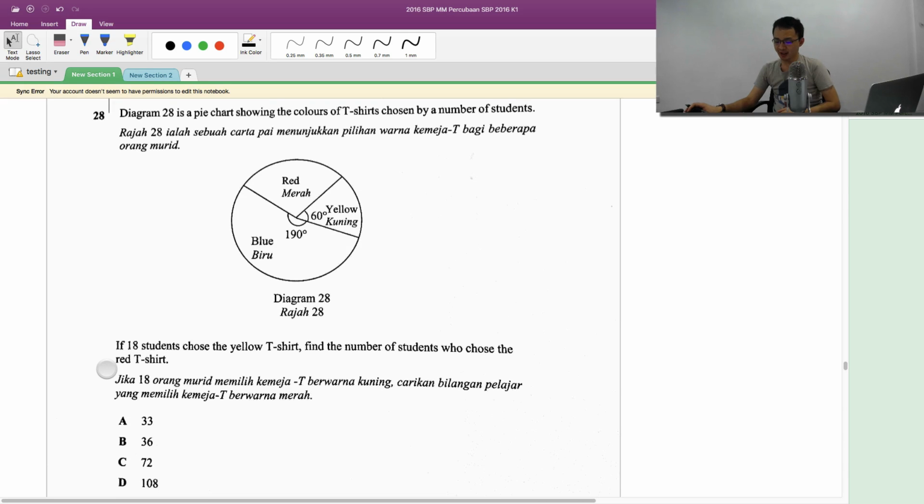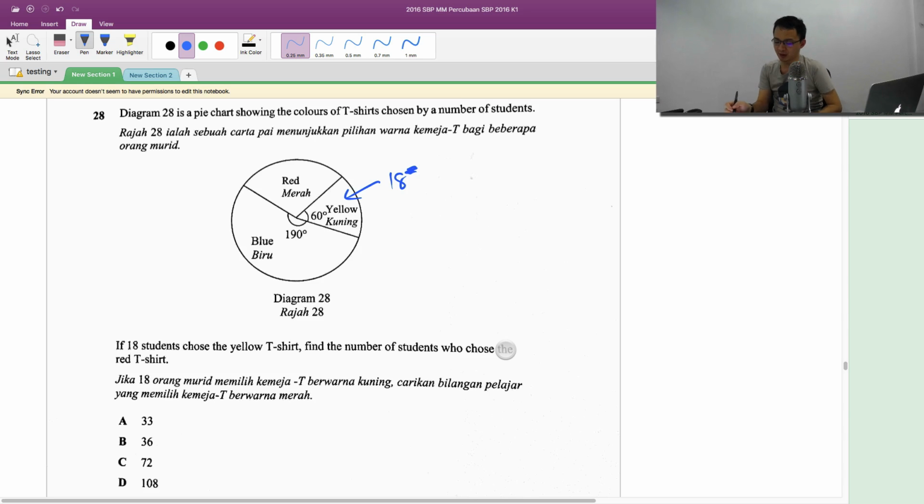Alright, diagram 28 is a pie chart showing the color of t-shirt chosen by a number of students. So you have red color, you have yellow, you have blue. The 18 students chose the yellow t-shirt. So 60 degree here actually means yellow. So yellow has 18 students here. Okay, so it's not degree, it's students. So find the number of students who choose a red shirt.